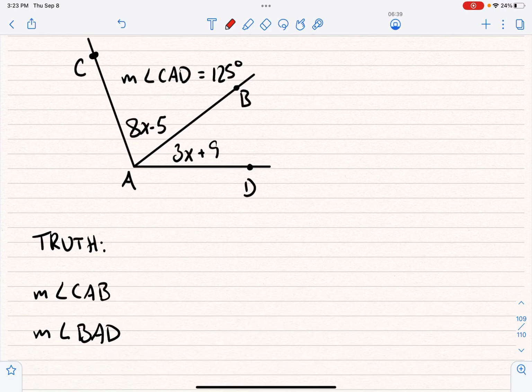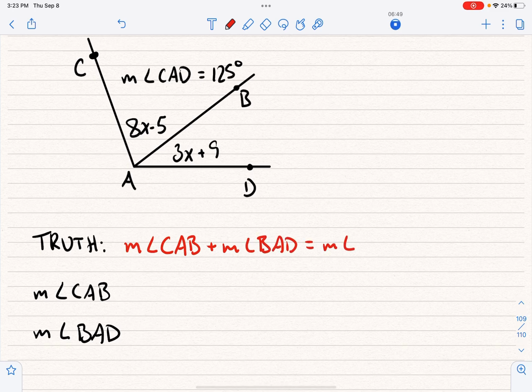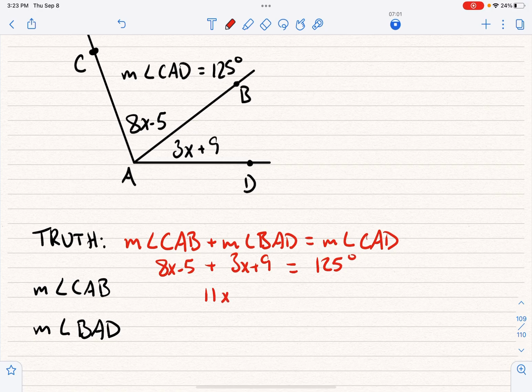And lastly, we start out with the same truth. The measure of angle CAB plus the measure of angle BAD is equal to the measure of angle CAD. Plug in what you know. 8x minus 5 plus 3x plus 9 equals 125. The 8x and 3x gives me 11x. The negative 5 and 9 gives me 4, so 11x plus 4 equals 125. Subtract the 4, and 11x is equal to 121. So therefore, x is equal to 11. 121 divided by 11 is 11.